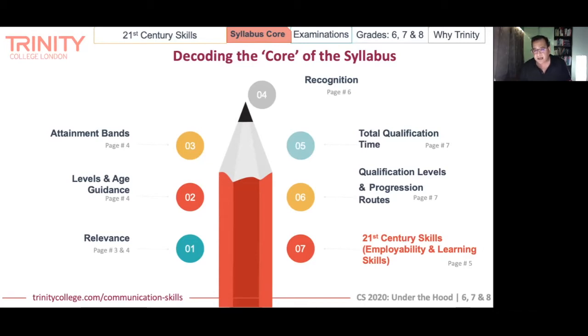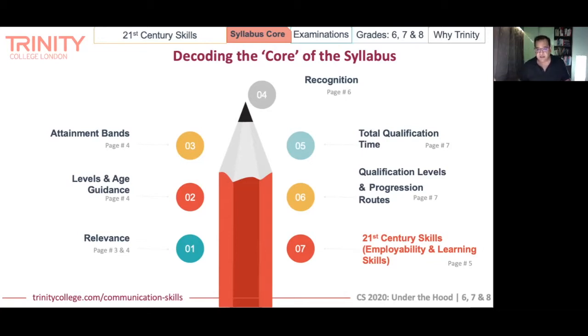And of course, I think page 5 is perhaps the single most important part, which talks about the skills. That's very specifically what the syllabus touches on, which our young learners today need in their academic or professional life. So those are pages that I think are very, very important.